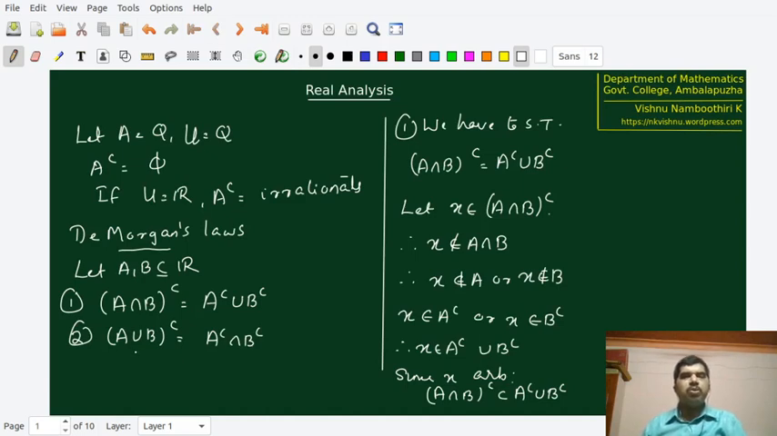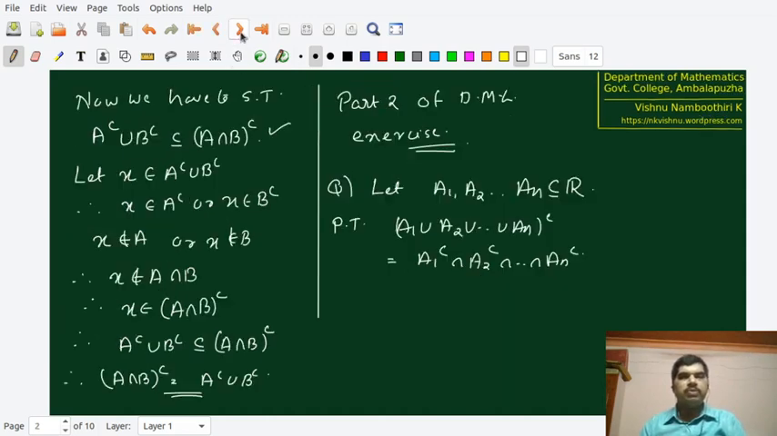This is actually a general statement of property number 2 in De Morgan's law. In property number 2, we have taken the union of two sets and we took the complement of the union of two sets. Instead of that, here we have to take the union of n sets. If n is equal to 2, this becomes the second part of De Morgan's laws. So we are going to assume De Morgan's laws, second part, and use induction to verify this statement.